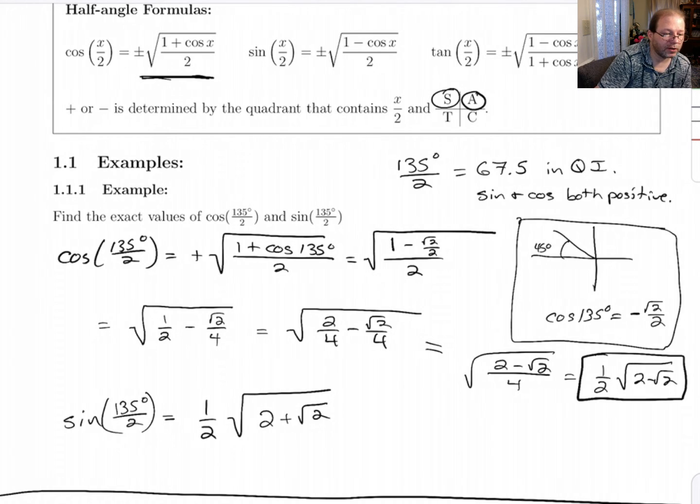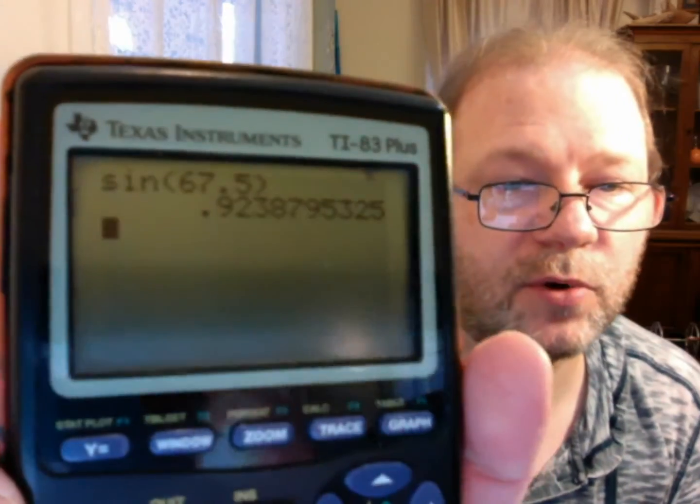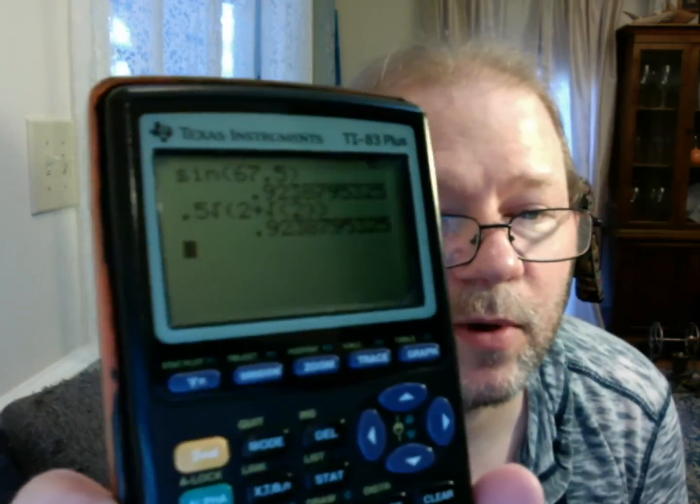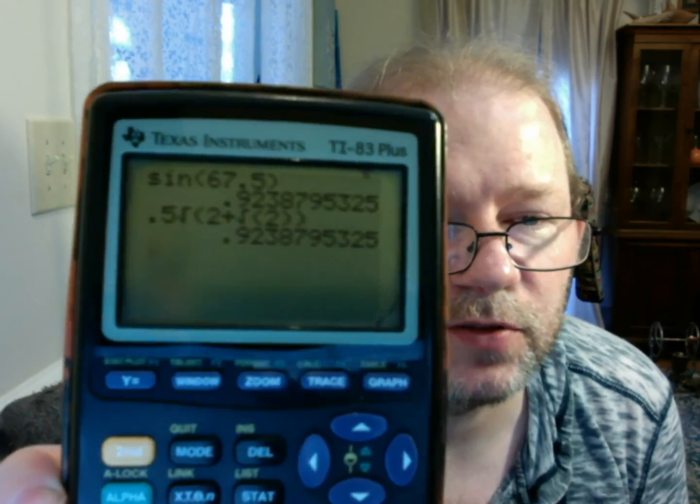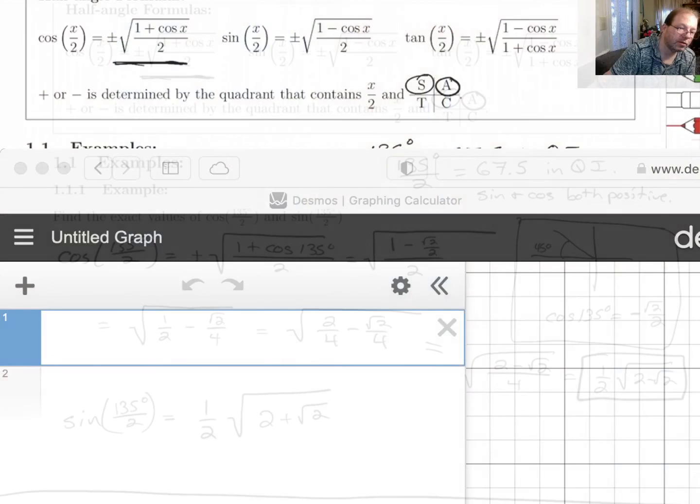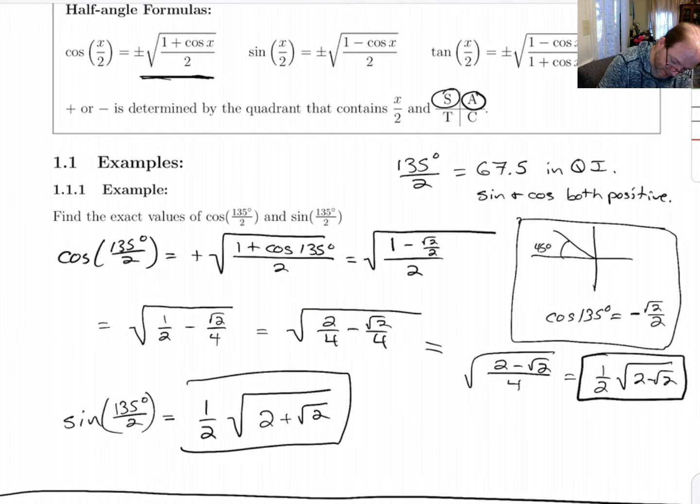Now let's check that. Again, I'm going to put it on my calculator. Sine of 67.5. That gives me 0.9238. And if I do 1/2 of the square root of 2 plus square root of 2, that gives me the same number there. So it's nice to check it and see that this gives us the same approximation. But what we have there is the exact value for this sine.